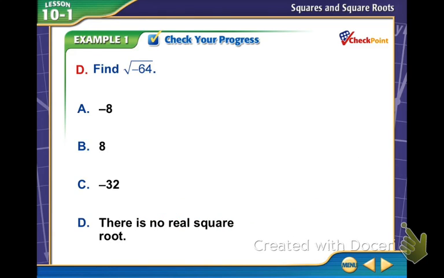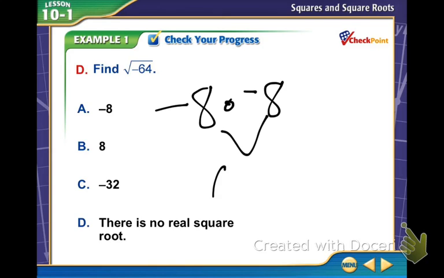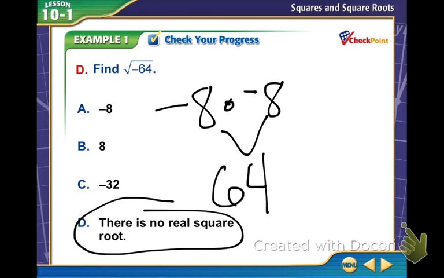Okay, on your handout, pause the video and find the square root of negative 64. Okay, yeah, there is no real square root. It's impossible to get a negative 64. You may be thinking it would be negative 8, but wait, negative 8 times negative 8 would actually equal a positive 64. There's no way to take a number times itself and get the negative 64. So we would say there's no square root or it's not possible.